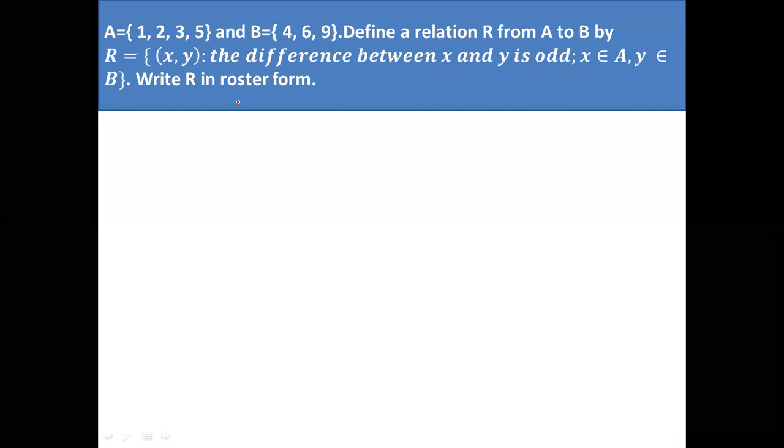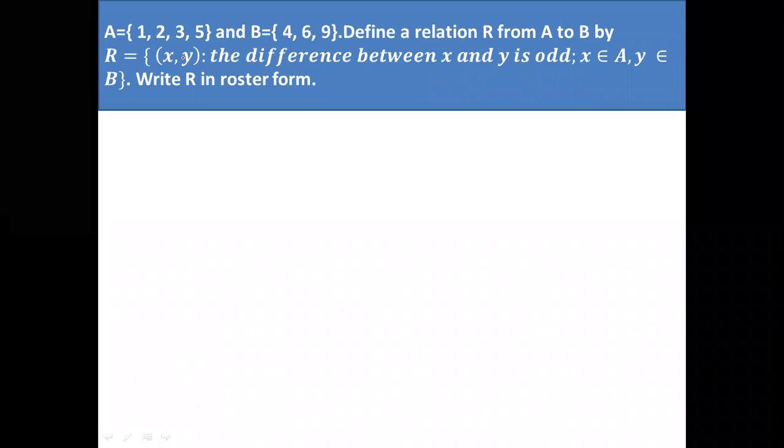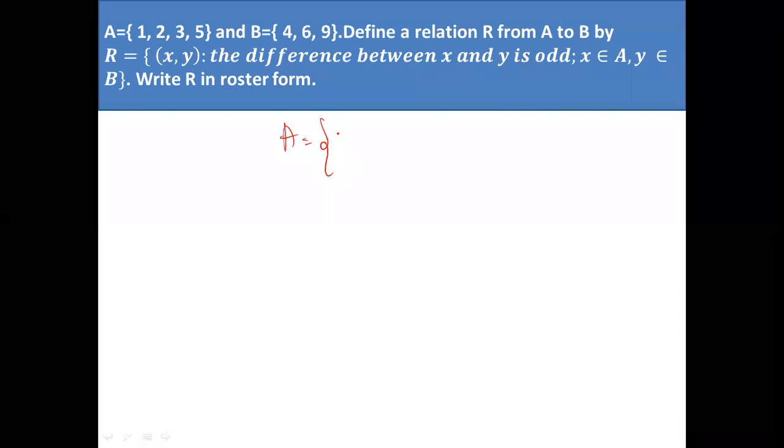Okay. Let A is equal to 1, 2, 3, 4. Sorry. Set A is equal to, what are the elements in A? Okay, concentrate on the next question. Let A is equal to 1, 2, 3, 5 and B is equal to 4, 6, 9.